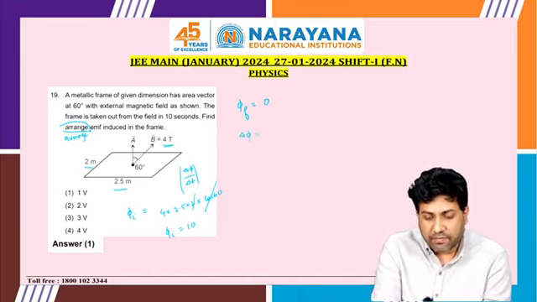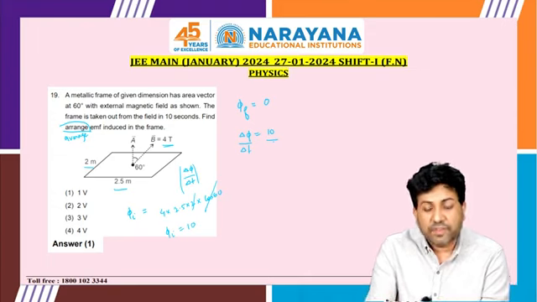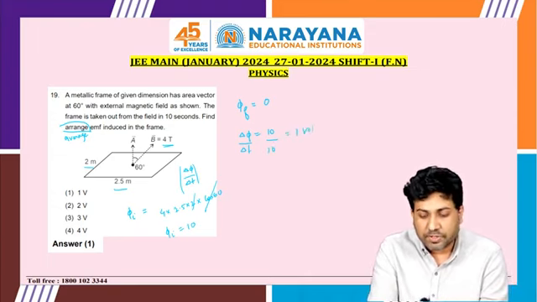That means the change in flux is 10, and according to the question, the frame was taken out of the field in 10 seconds. So that means the average EMF is 1 volt.